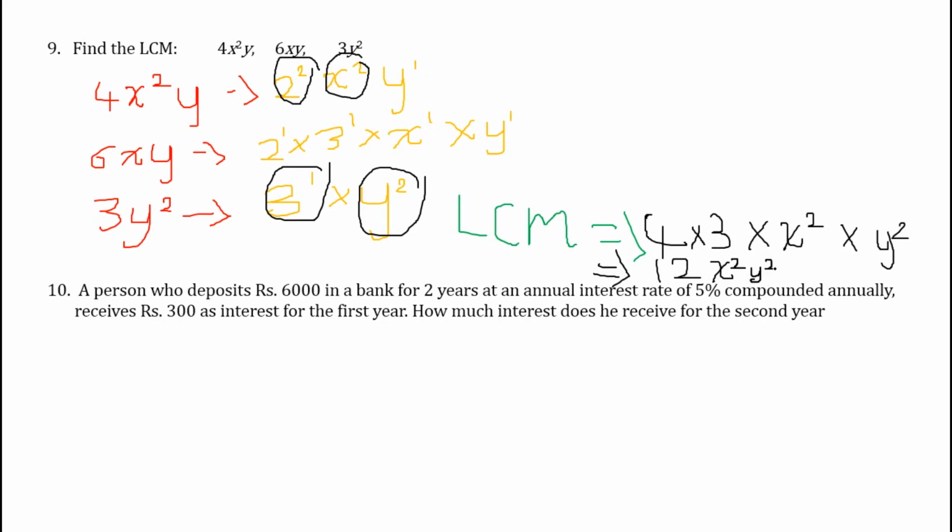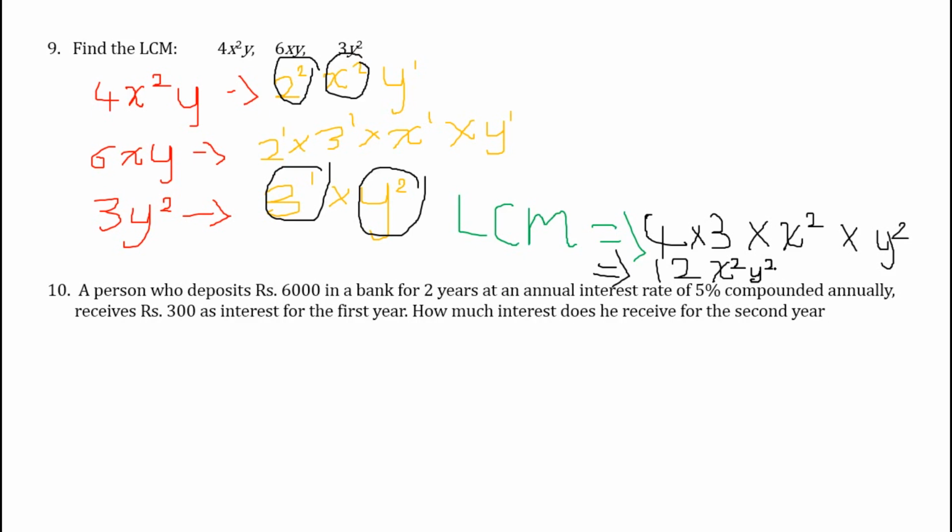Now let's move on to question number 10. A person who deposits rupees 6,000 in a bank for 2 years at an annual interest rate of 5% compounded annually receives rupees 300 as interest for the first year. How much interest does he receive for the second year?